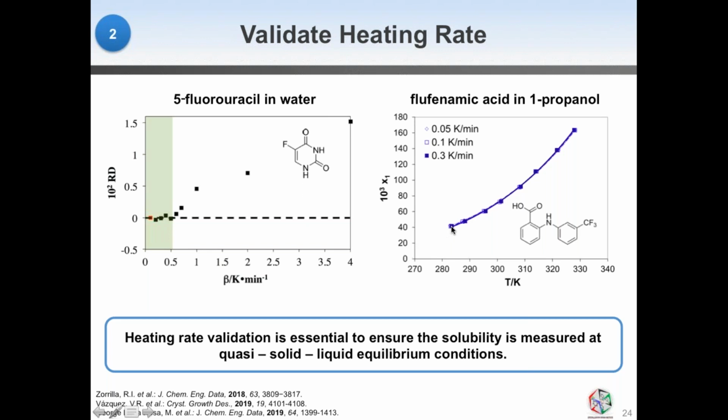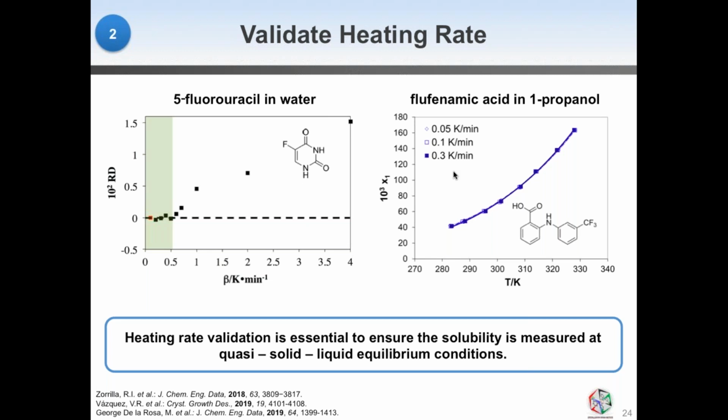For flufenamic acid, we determined that between 0.05 and 3 Kelvin per minute heating rate, the solubility curve did not change drastically. Thus, we employed a 0.3 Kelvin per minute heating rate as a good compromise between the experimental time and achieving equilibrium conditions.